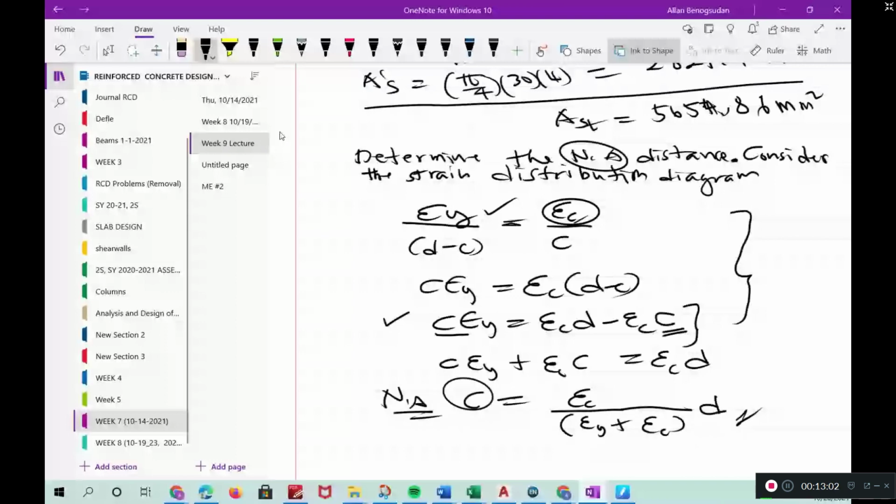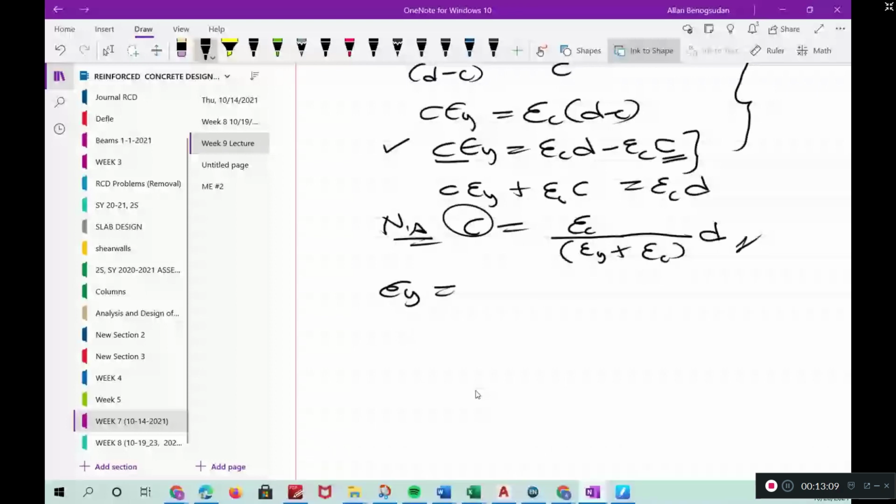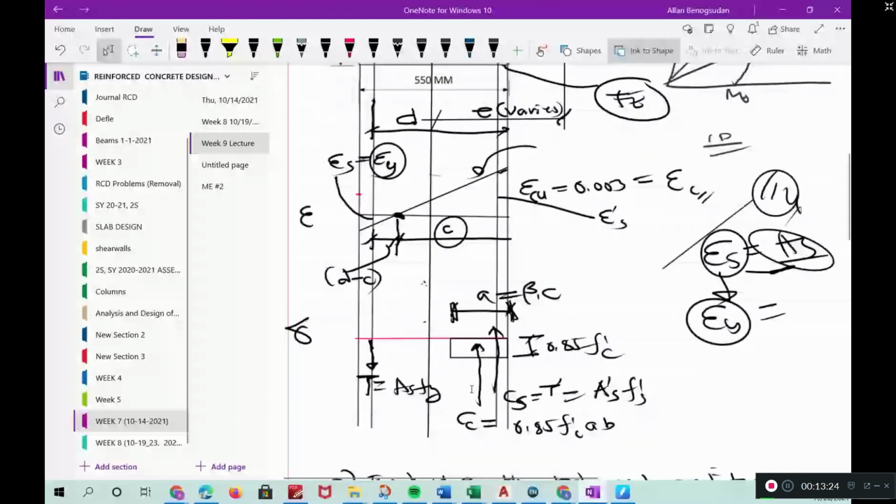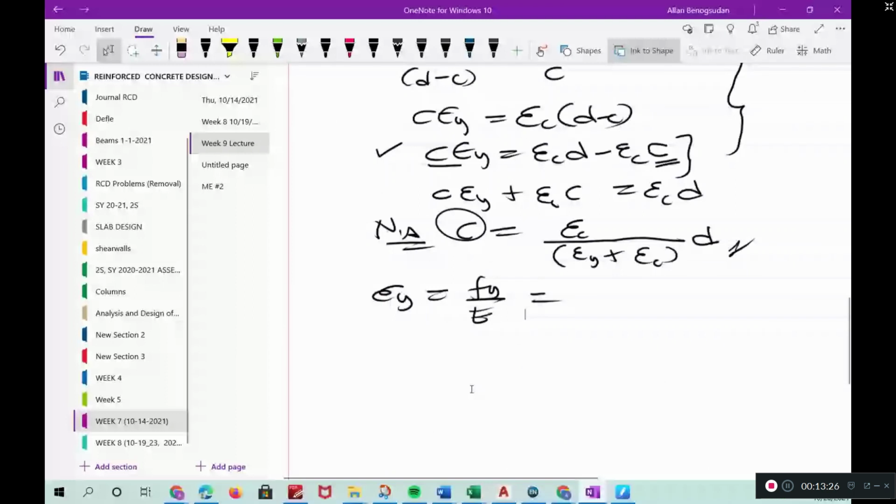Okay. So we would like now to compute E sub Y. So what is E sub Y? It is equal to Fy. Please solve, obvious. How much is Fy? Sir, given po yung Fy na 413.7 po. Yeah, 413.70 megapascals, all divided by 200,000 megapascals.